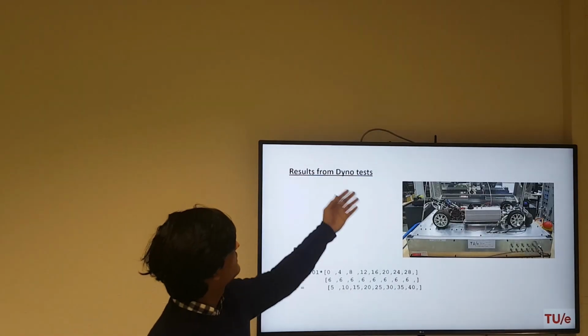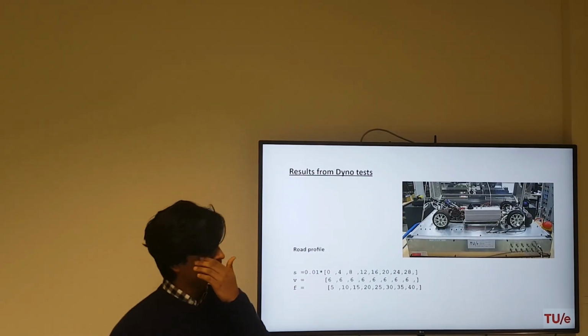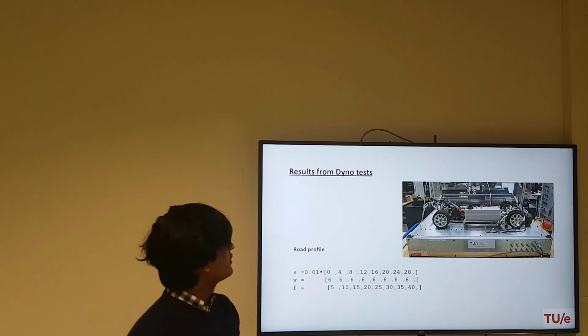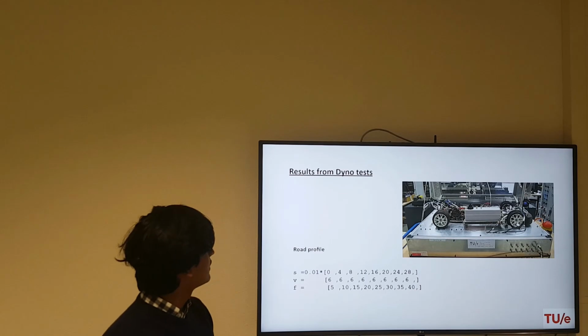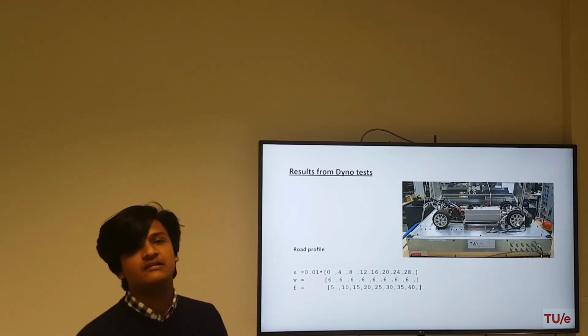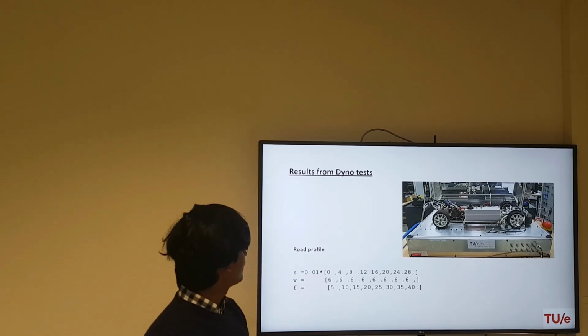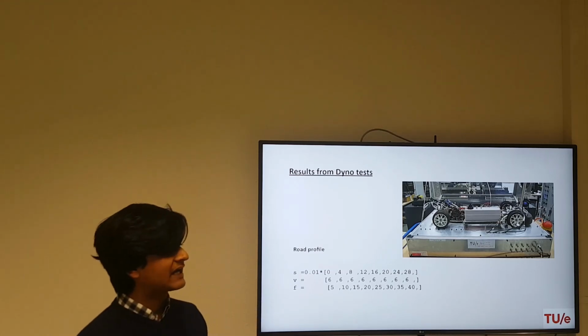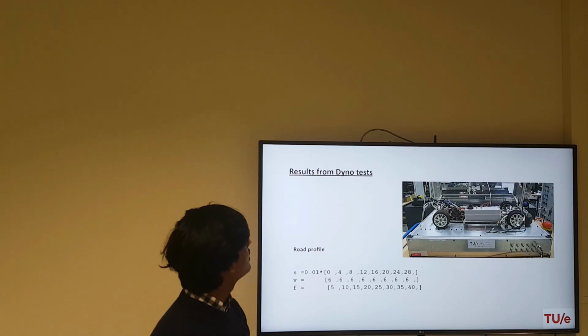And then the results from the dyno test. So here I would also like to throw some light on the speed load road profiles, because we want to make these profiles in order to determine the right speed with the right force, in order to actually determine the accurate efficiency of the car.